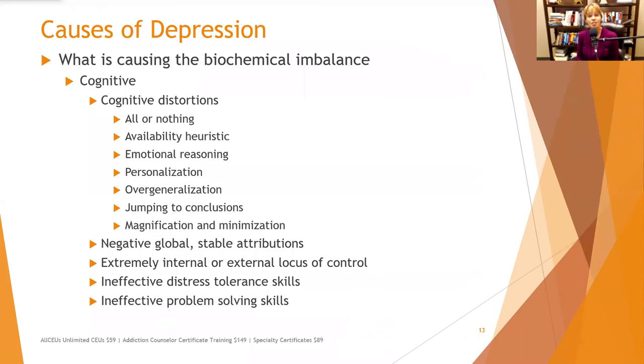Extremely internal or external locus of controls. That's also kind of with the attributions. If you believe that nothing in the world is in your control, you have a completely external locus of control, then yeah, you're going to feel helpless, because it says destiny is going to control everything. So you might as well just sit back for the ride. On the other hand, if you have an extremely internal locus of control, you feel like you should be able to control absolutely everything. And then when that doesn't happen, you feel like you failed. So a locus of control that's too external or too internal can be problematic.